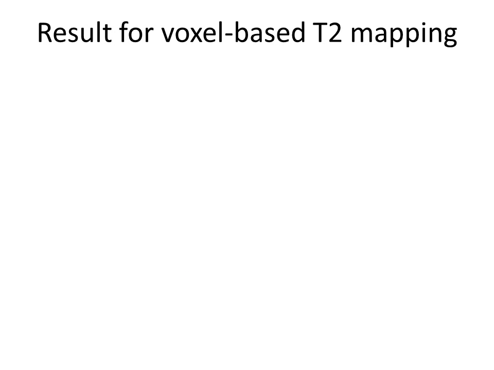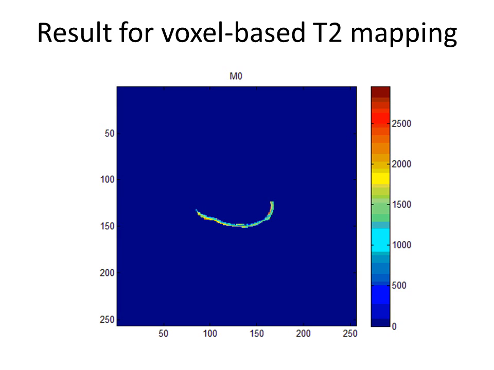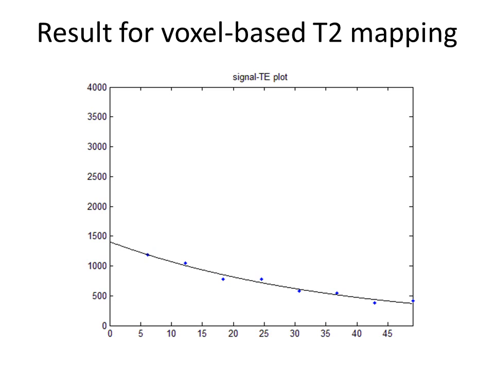Okay, so let me talk about the result for the voxel-based T2 mapping. Here is the M0 map and T2 map at the starting point. And here is the signal-TE plot, the tracking plot. In the tracking plot, the blue dots here are the voxel-based magnetization at different TE coming from the X data and Y data. And the line here is the T2 relaxation curve. This signal-TE plot shows that the least square estimation does work.